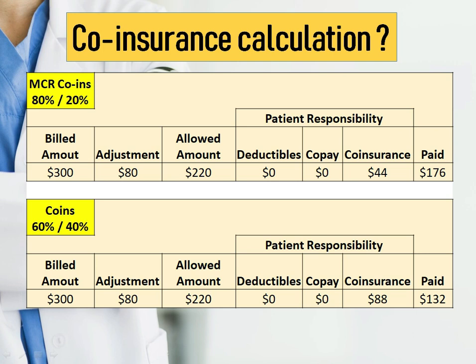In the second example, we have co-insurance of 60-40, with the same bill amount of $300, adjustment of $80, and allowed amount of $220. Here there is no deductible and no copay. The 60% paid amount is $132, which is paid by the insurance company, and the 40% is $88. In case the patient has any secondary insurance, the insurance company will cover this remaining 40%, otherwise the patient has to pay.